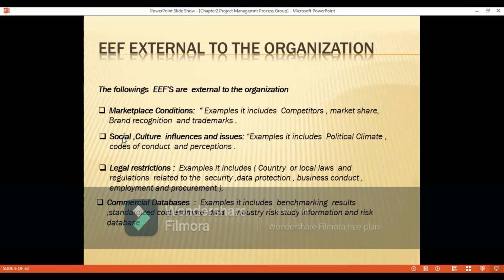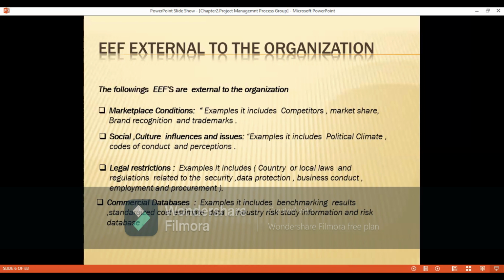Another external environmental factor is your social culture, influence and issues, the political climate, the codes of conduct and the perception. We need to look at the political climate as well. Do we have an economic crisis in place? Do we have wars that affect the business? Then legal restrictions, the country laws. It could be a risk in order to start a project or a business. So all of that, security, data protection.